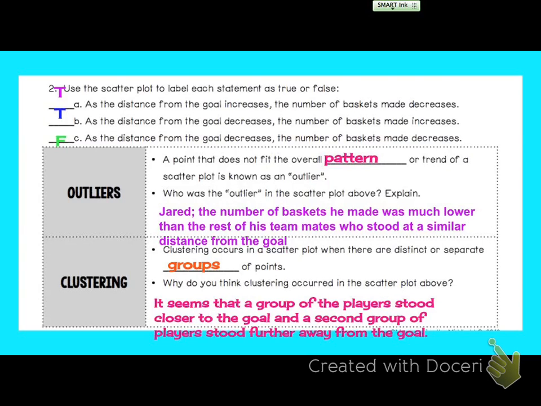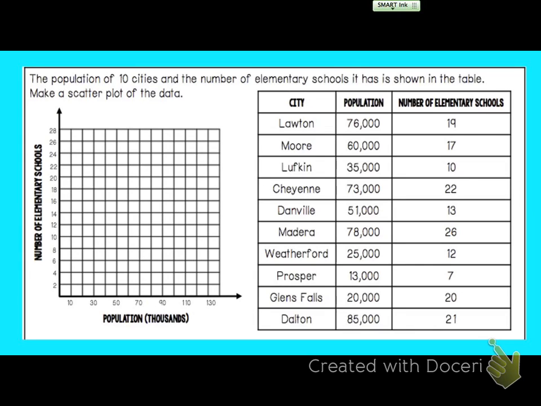The population of 10 cities and the number of elementary schools is as shown in the table. Make a scatter plot of the data. What is the X? Population. So I'm going to write X above population. What is the Y? The number of elementary schools.